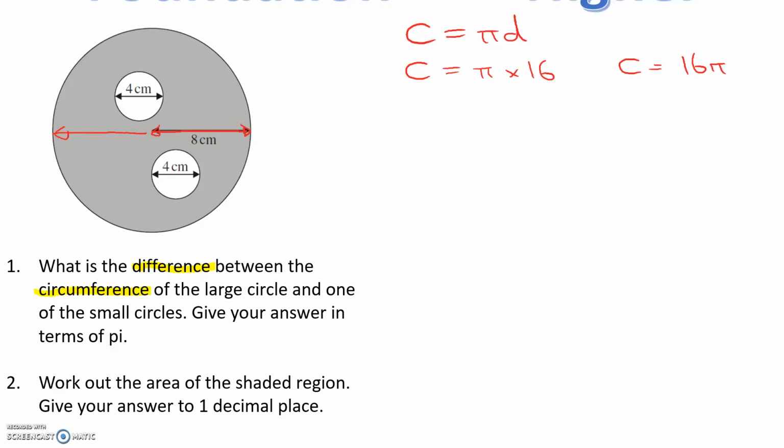It says give your answer in terms of pi. So I'm not going to put that into a calculator. We're not going to find out what that is. We're not even going to approximate pi to 3 and do 3 times 16. We're going to leave it as 16 pi. That's exactly what the circumference of this circle is.